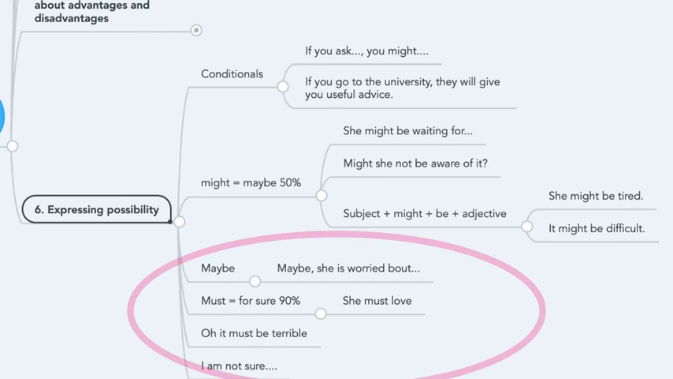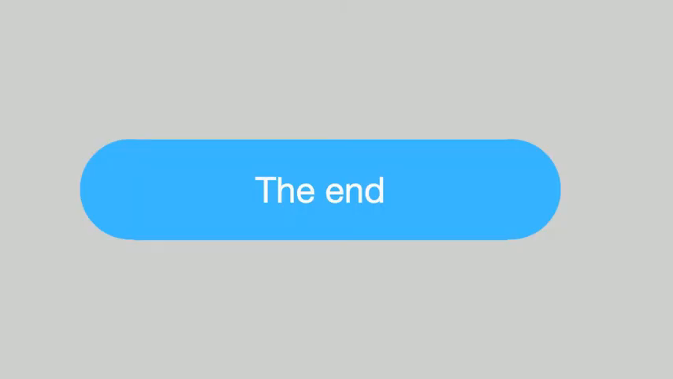All of these expressions are good to use in the Trinity exam. So that's it for the collaborative task. Remember, it's very important for you to ask questions, to contradict, and to talk about the possibility and not be 100% certain. And the best way to do this is by practicing. So good luck with your collaborative task.